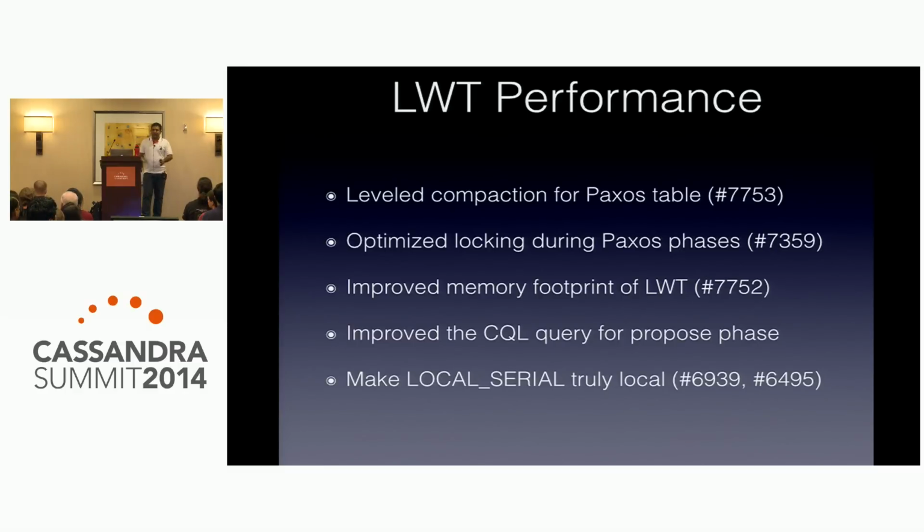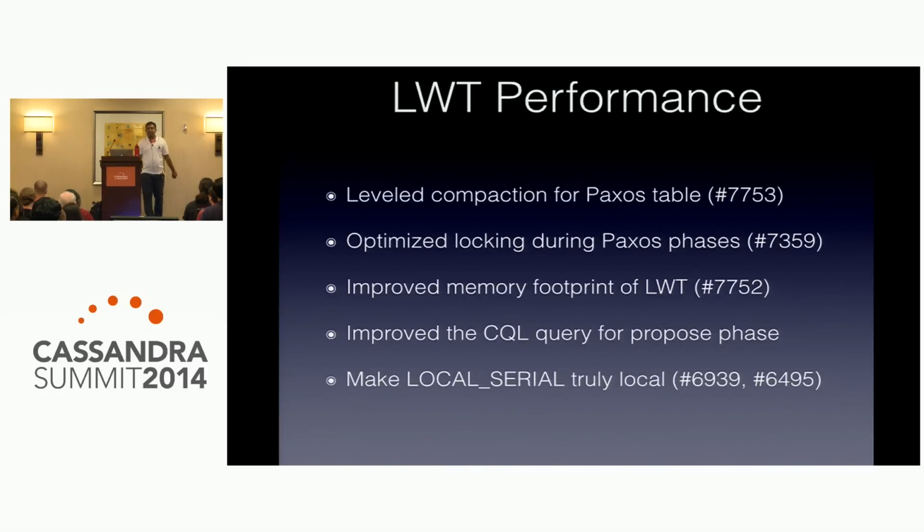While evaluating this, we figured out that there is an internal table called the Paxos table inside Cassandra, which stores the internal state of the lightweight transaction. Lightweight transactions use Paxos inside. So we looked at that table, and that table was accessed a lot per lightweight transaction. So we converted it to level compaction, because we saw that it was touching many SSTables per read, and the performance was not that good. We converted that to level compaction, and that helped us a lot.